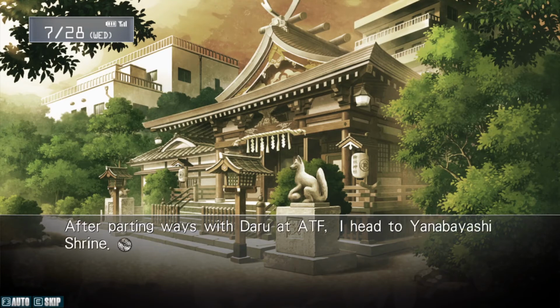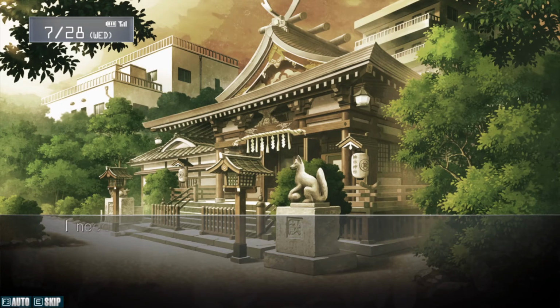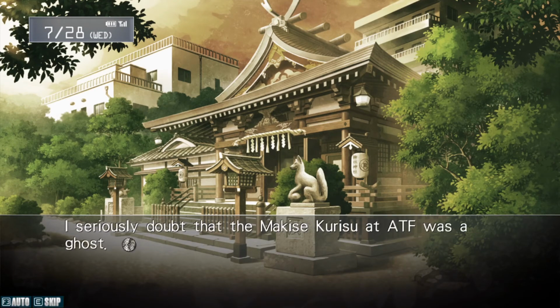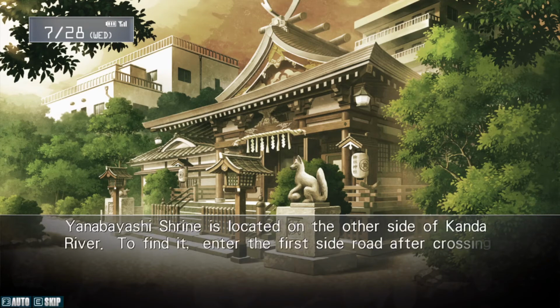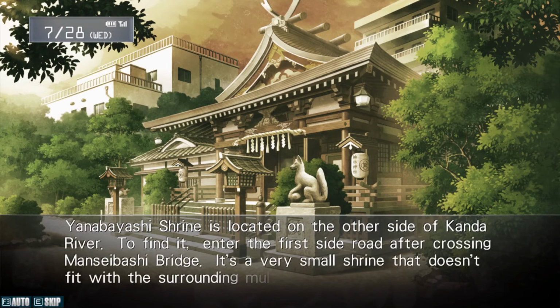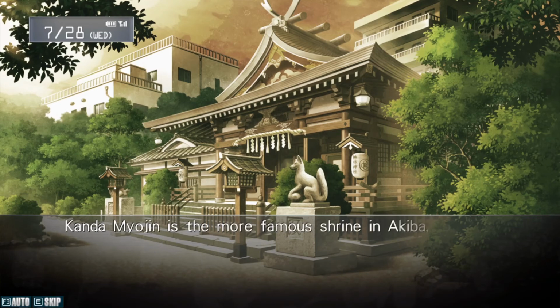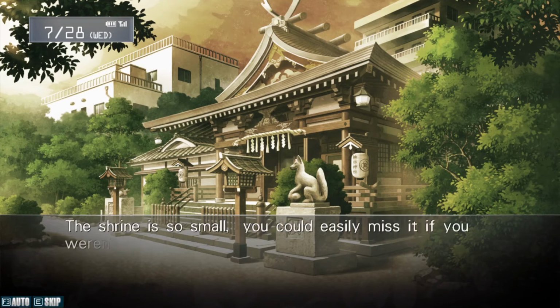After parting ways with Daru at ATF, I head to Yanabayashi Shrine. I need to get exorcised. I seriously doubt that the Makise Kurisu at ATF was a ghost. Regardless, it's natural to seek an exorcism after such an experience. I'm Japanese, it's in our blood. Yanabayashi Shrine is located on the other side of Kanda River. To find it, enter the first side road after crossing Manseibashi Bridge. It's a very small shrine that doesn't fit with the surrounding multi-tenant buildings. Kanda Myojin, I think so. Kanda Myojin is the more famous shrine in Akiba, but I deliberately chose this one. The shrine is so small, you could easily miss it if you weren't looking.